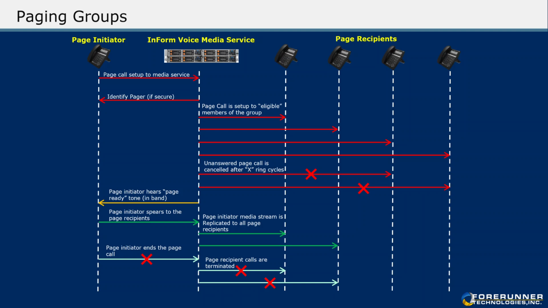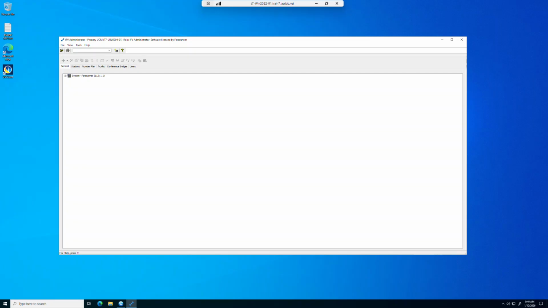So let's assign an example to show you how it's done. Here we have our Inform Voice Administrator utility, which is already connected to our Inform Voice server. And in order to assign the feature, we need to create the group. So when we create the group, we need to do it through the General tab. We expand the properties here, and we find one that's called address groups.